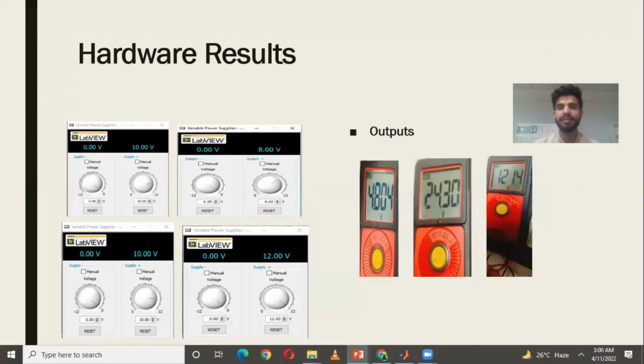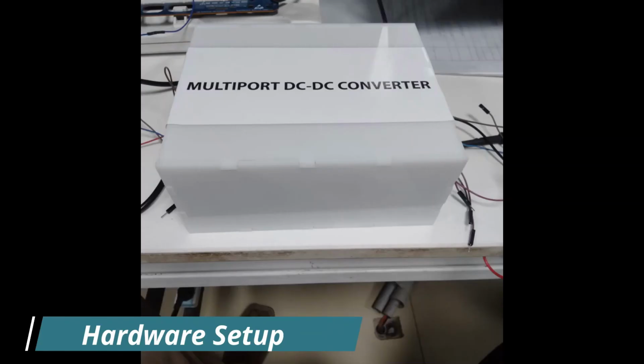These are the hardware results of our converter. Here we can see that we have given 8 volts, 10 volts and 12 volts or 5 volts, and we are getting the same results: 5 volts, 24 volts.